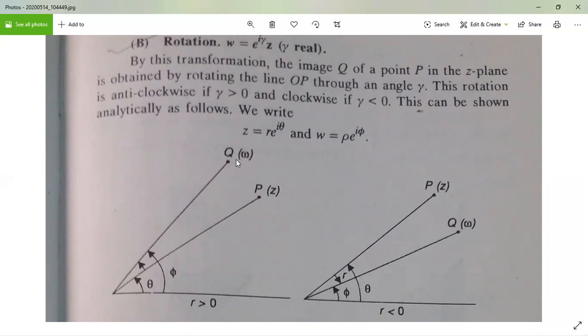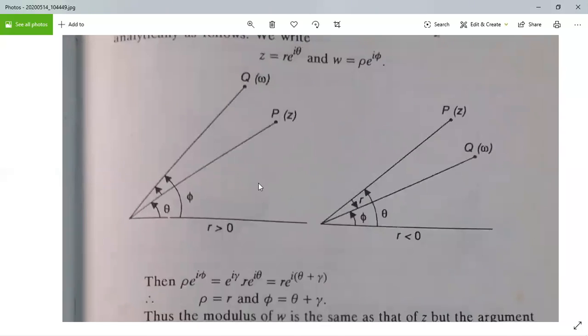This can be shown analytically as follows. We can write z equals r e to the power i theta, that means its previous angle. And the next one is omega equals rho e to the power i phi, where phi is this angle. Then the angle between these must be phi minus theta, where r is greater than 0.